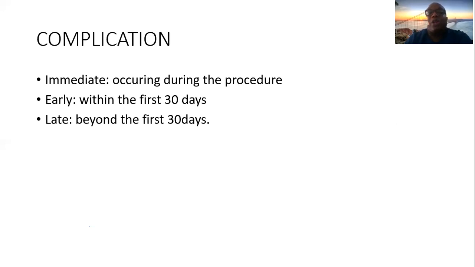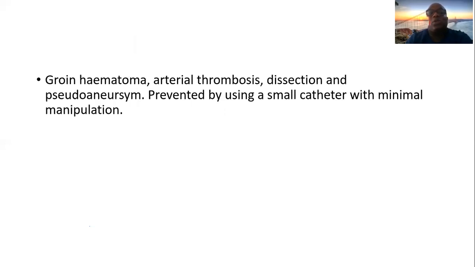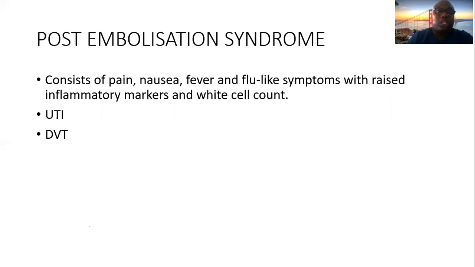Complications of the uterine fibroid embolization: we have immediate complications occurring within the first 30 days and late complications occurring beyond the first 30 days. So the early complications include things like hematoma. We're introducing a catheter through the leg artery called the femoral artery, so you can have arterial thrombosis, sometimes dissection, or an aneurysm that is ballooning. And this is prevented by using a small catheter with minimal manipulation during the uterine fibroid embolization procedure.